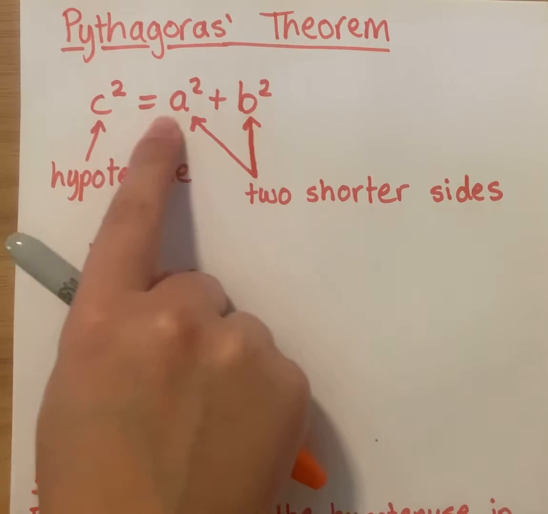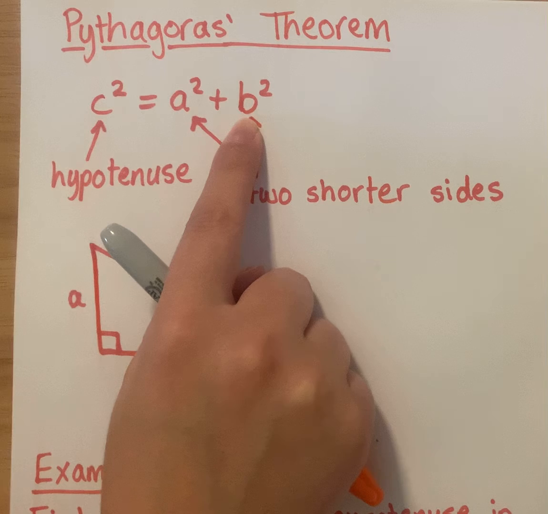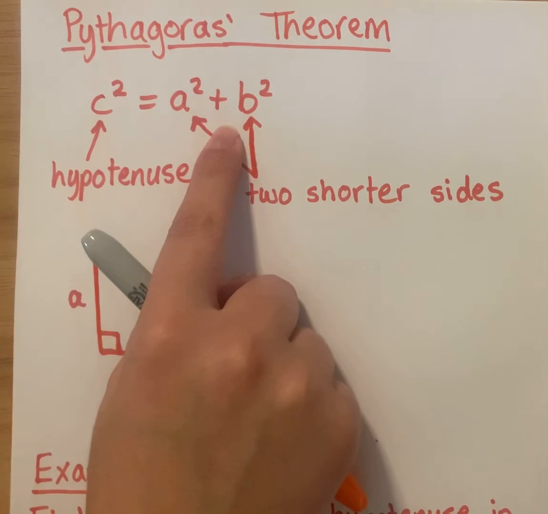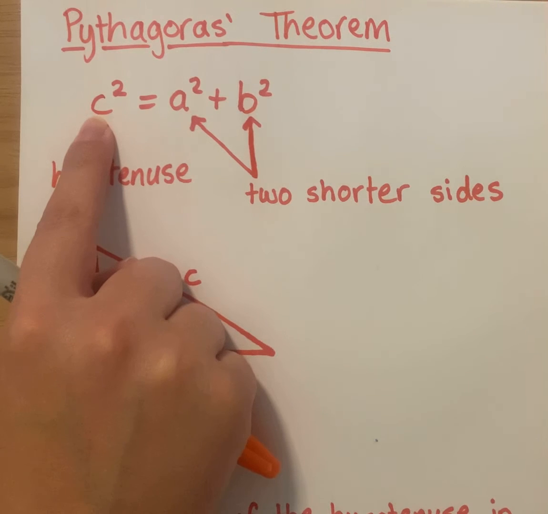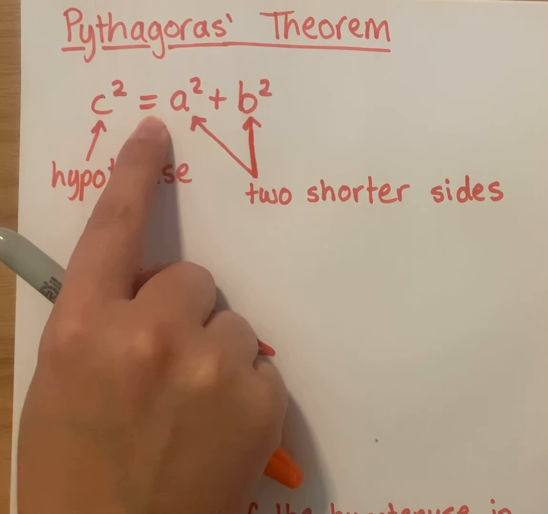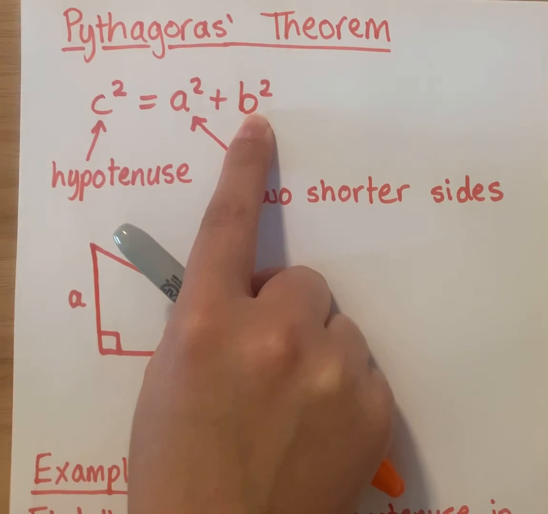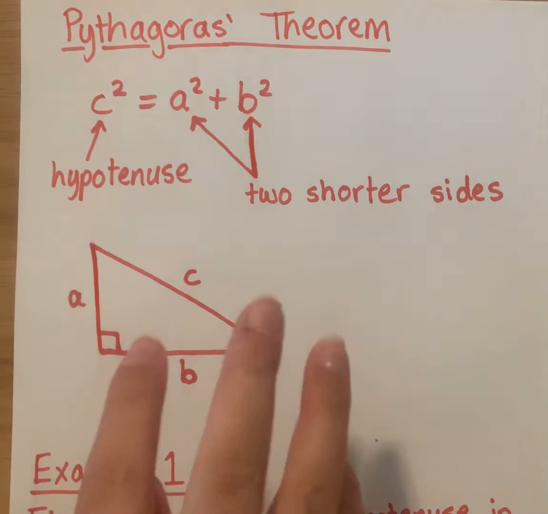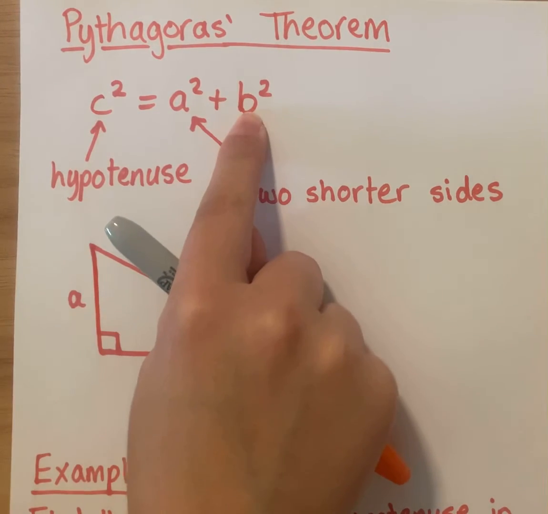So this rule here, this equation, is always true for right angle triangles, okay? And the man who discovered that this was always true for right angle triangles was named Pythagoras. So that's why it's called Pythagoras Theorem. So c squared is always equal to a squared plus b squared for a right angle triangle. Now, what's a, what's b, and what's c, okay? They could be anything. So we need to make sure we know what c, a, and b are.